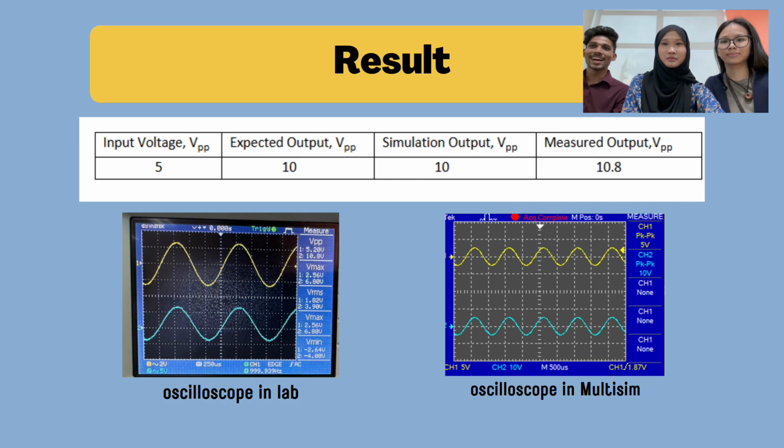For the result, we used an input voltage of 5 V peak to peak, and our expected output was 10 V peak to peak. The simulation in Multisim shows a 10 V peak to peak output, and our measured output was also similar, which is 10.8 V peak to peak.